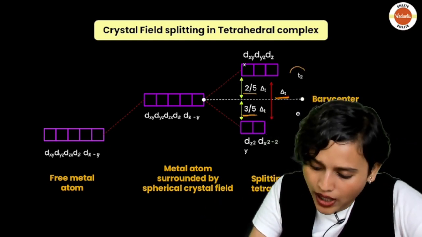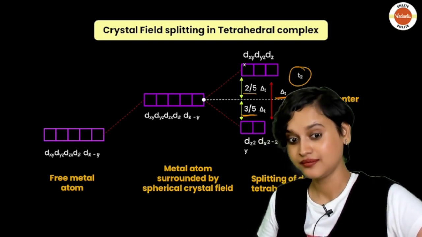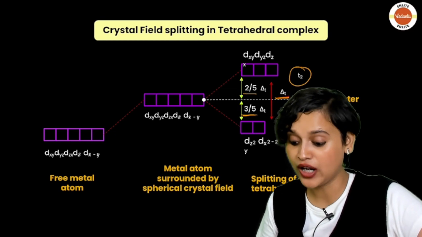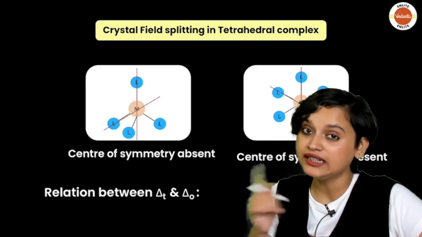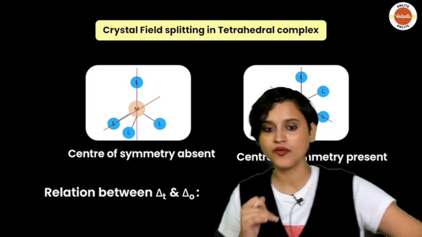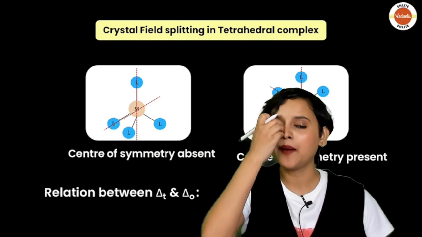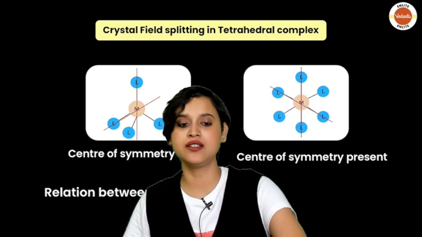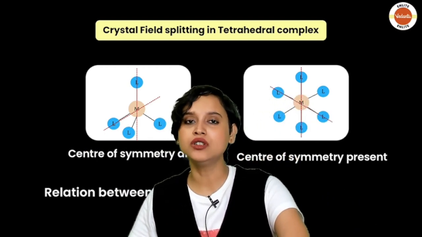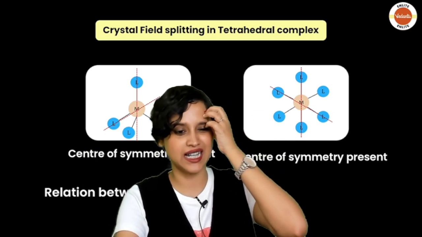Now see, why do we have T2 and E here? You might want to ask me, ma'am, why do we have T2 and E? Last time we studied that there was T2G and EG. I'll tell you what is happening here. Let me tell you, okay? What happens here is, if you look at it very carefully, I'll tell you.